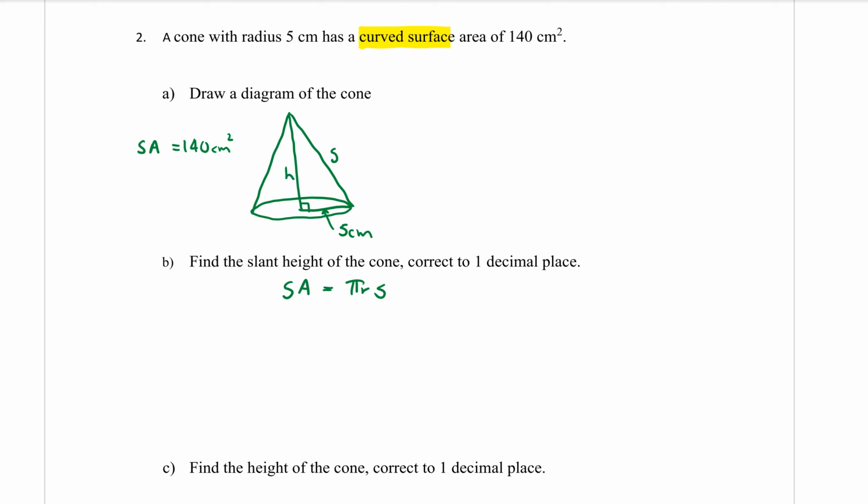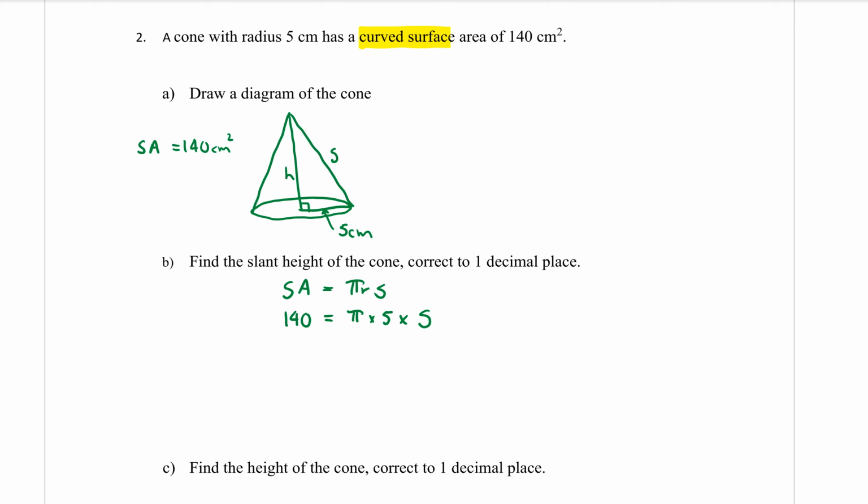Okay, reading the question for the fine details. The surface area we were told was 140. Pi is a number, we can know that one. The radius is 5, so times 5. And I'm actually trying to find that S. Do your best to make your S not look like the 5.